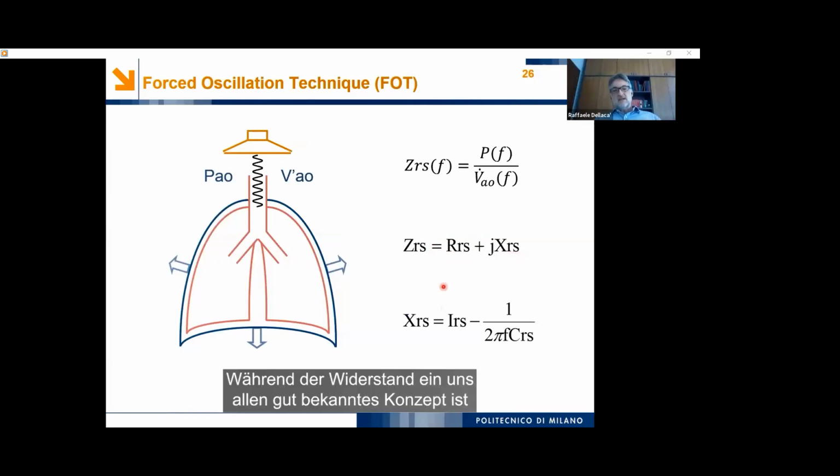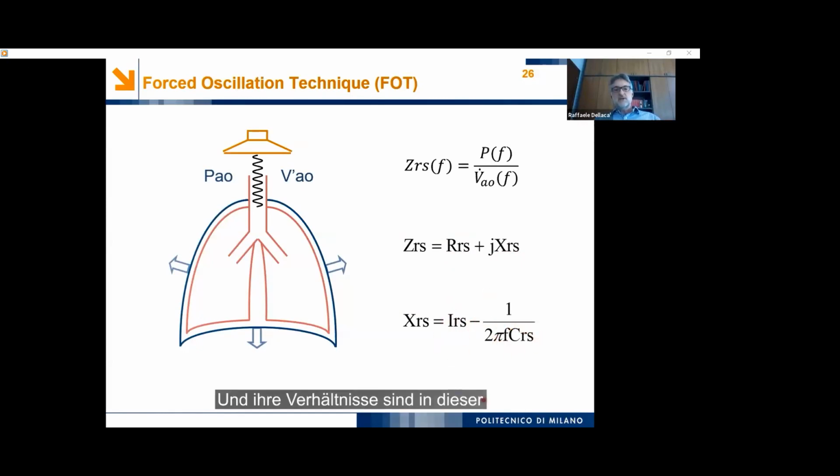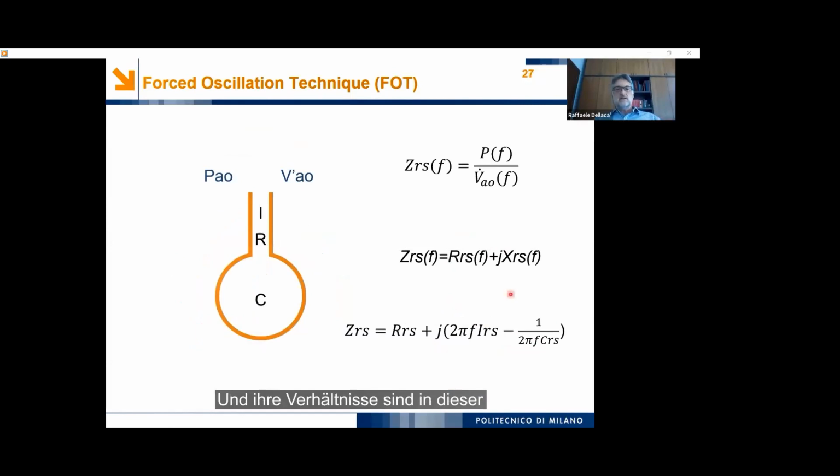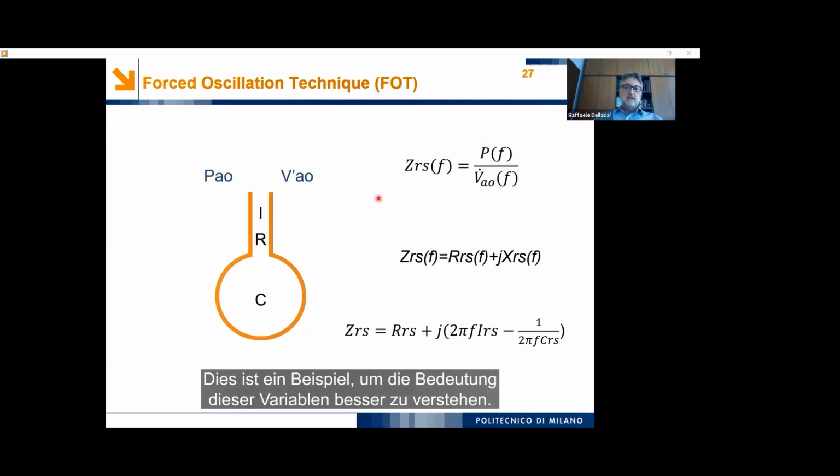Resistance is a concept that is well known to all of us, and it represents the resistance of the airways. The reactance is a little bit more complex to understand. It is actually the result of two different contributions. One is the inertia of the system, and one is the compliance. And their relationship is represented in this mathematical form.